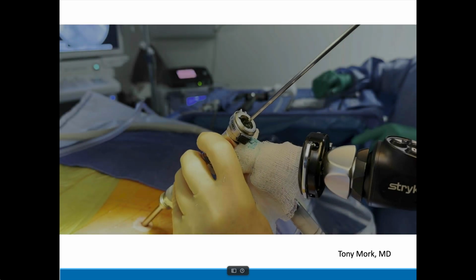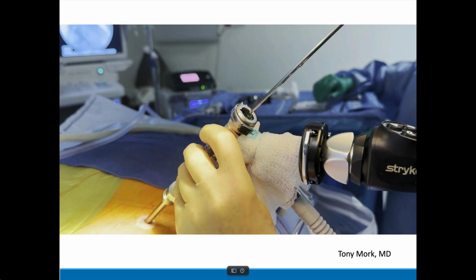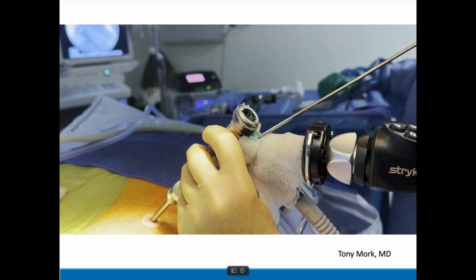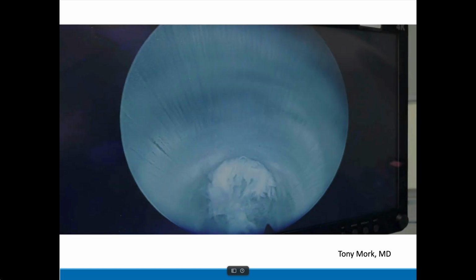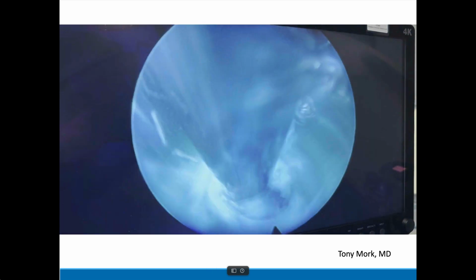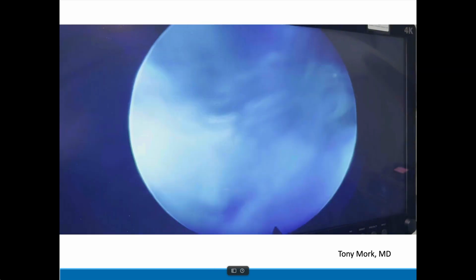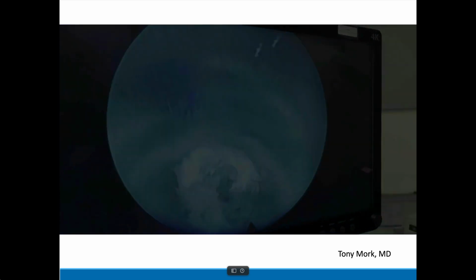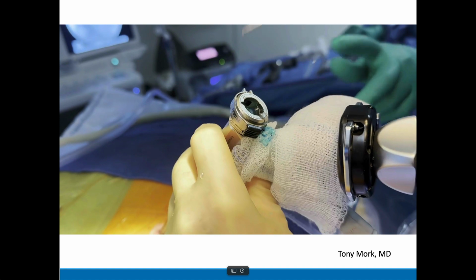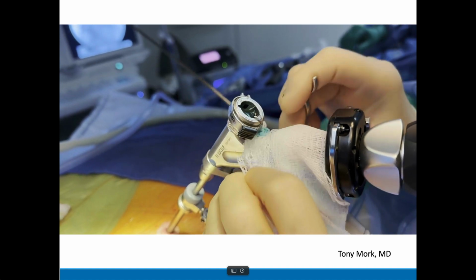Let's take a look. Here I'm pulling fragments out of the disc. They're stained blue with methylene blue, which we'll talk about shortly. Here's inside the disc, and I'm doing very little to mobilize a tremendous amount of these fragments. And here they are piling out of the disc with almost no effort whatsoever.